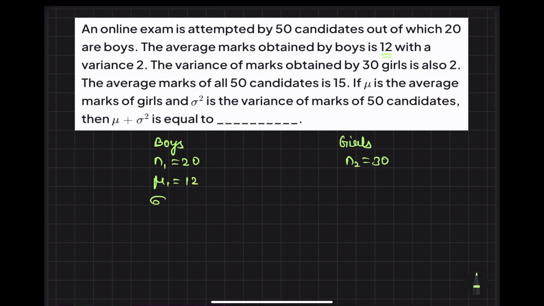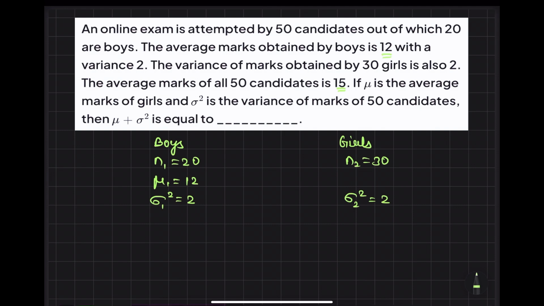The average marks obtained by the boys is 12, means mean 1 is 12 with a variance 2, so variance 1 is 2. The variance of the marks obtained by 30 girls is also 2, so variance 2 is also 2. Now the average marks of all 50 candidates is 15. So we have to find out the average of the marks obtained by the girls.